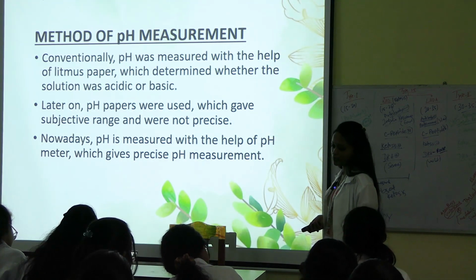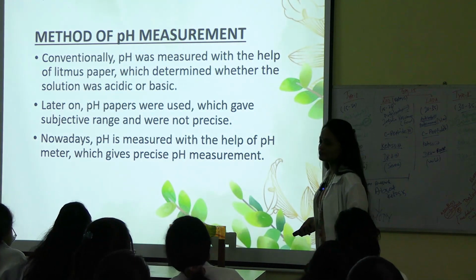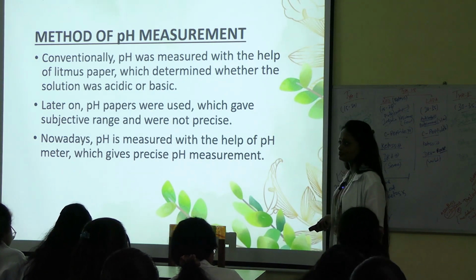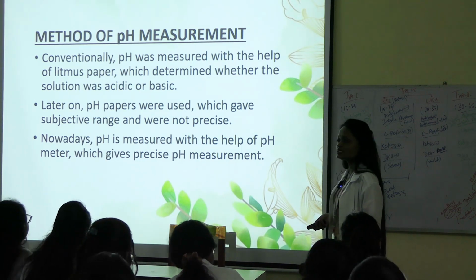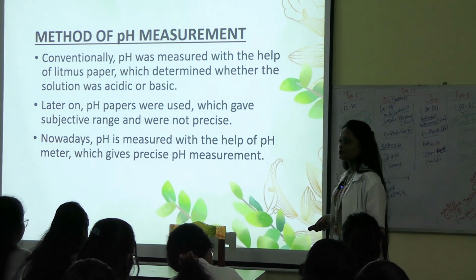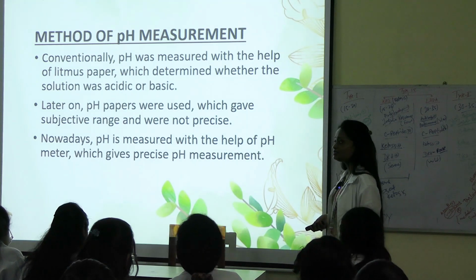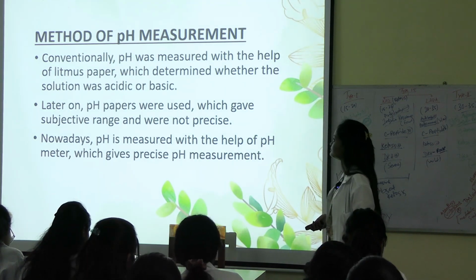So by litmus paper we can detect pH, like if it is acidic or basic. In litmus paper, if it is acidic, then blue turns red. Blue turns red.